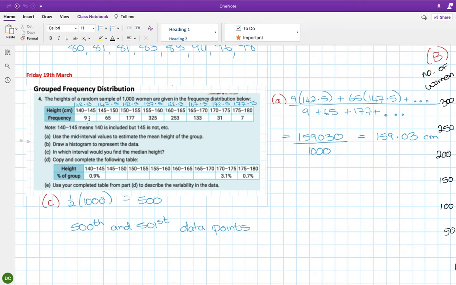Okay, so here's 9, the first 9 people. After here, you're up to 74 people. After this third interval, you're at 251 people. And then this next one brings you to 576. So that means the 500th and the 501st people are in here. So they're both in the 155 to 160 centimeter interval.